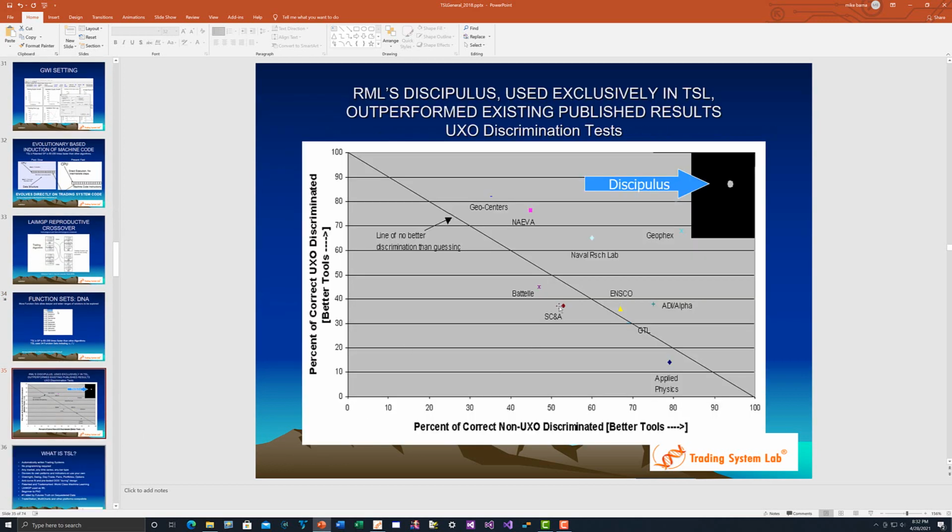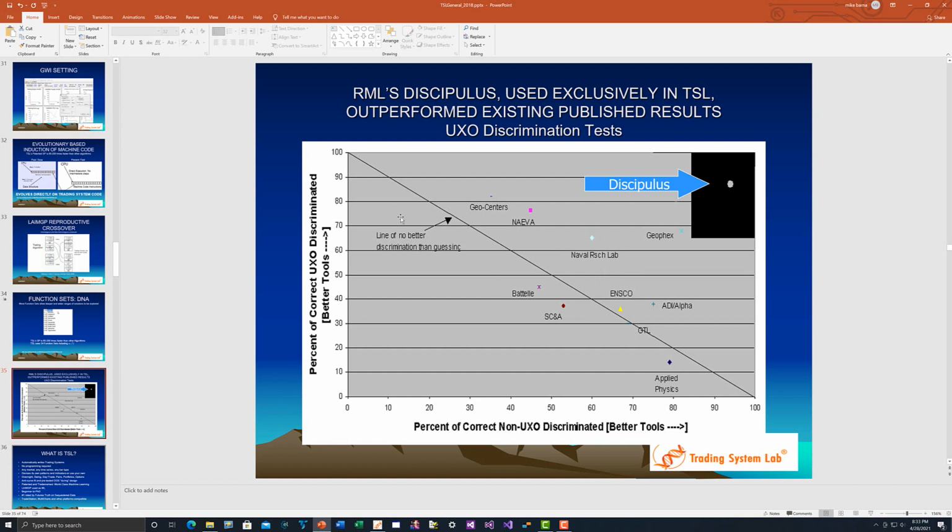So in summary, the genetic program that we use in Trading System Lab is extremely powerful. It's been proven in industry tests. This was a test conducted quite a long while ago by RML on a government project that they were working on to try to find unexploded buried bombs. That's what a UXO is. And they competed against many other companies like Battelle and Applied Physics, NAVIA, Naval Research Lab, and ESCO.